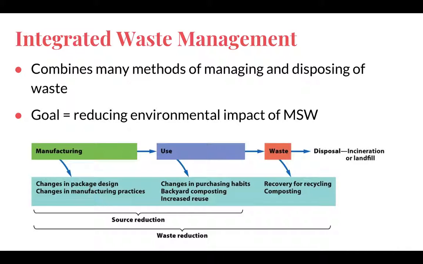Then you also want to, in your use, change your purchasing habits, do backyard composting, increase reuse. This is also reducing waste at the source, because humans, at our houses, are the source of municipal solid waste. So anything we can do to reduce our waste. And then as you move to the waste and disposal end of it, you've got recovering things for recycling and composting, doing industrial composting. So that is a form of waste reduction at that level.